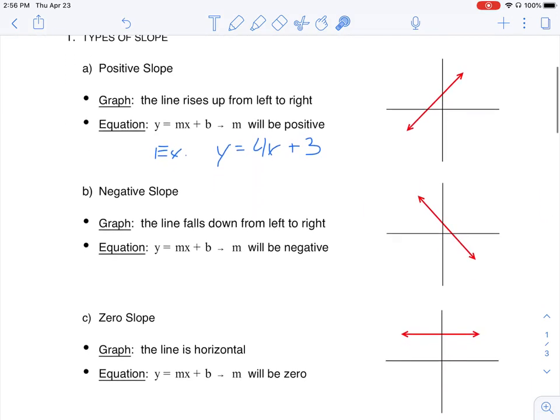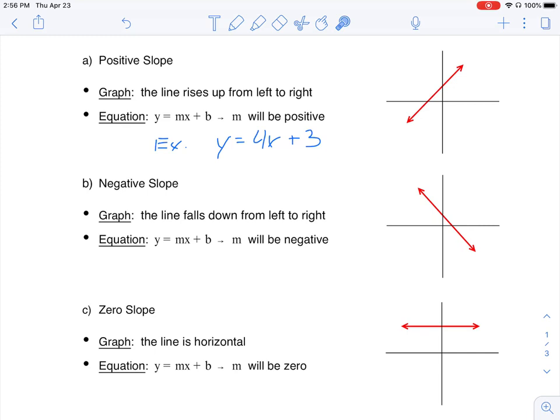A negative slope, the graph falls down and to the right, just like this. And in the equation, the slope value will be negative. So an example, just like the one from above, y equals negative 4x plus 3. So the slope here, or the rate of change, is a negative number.